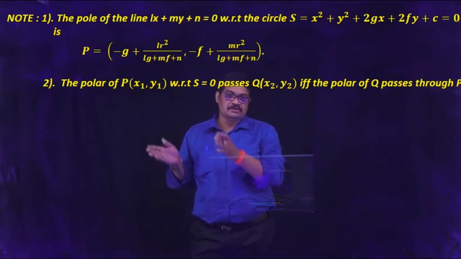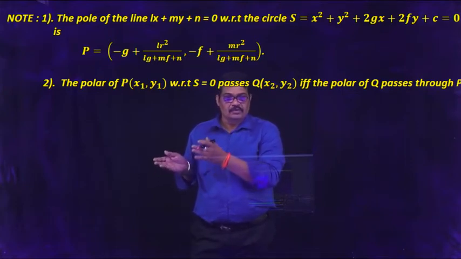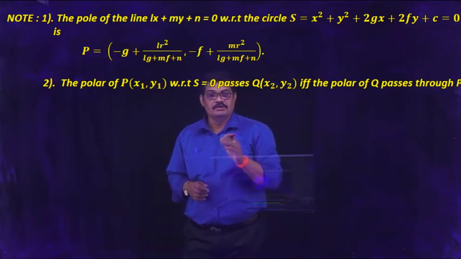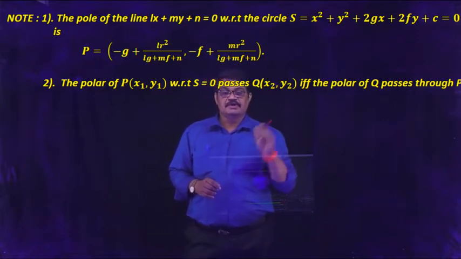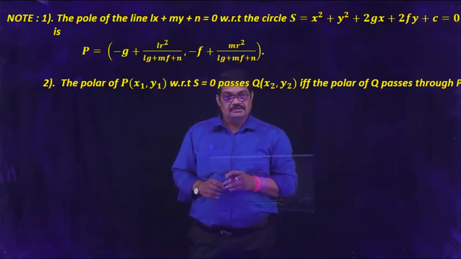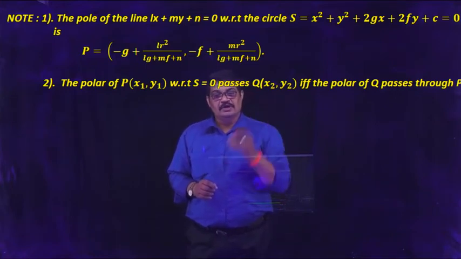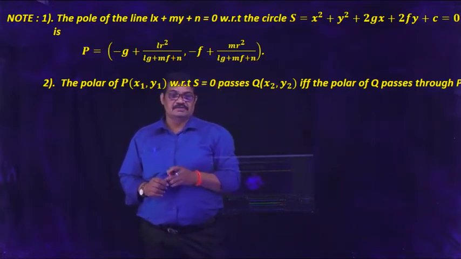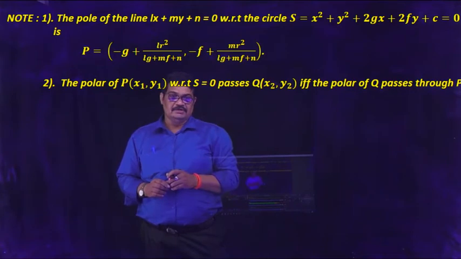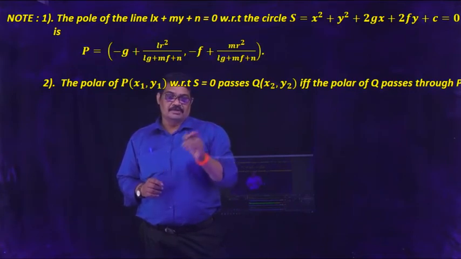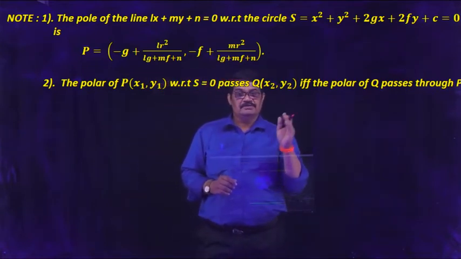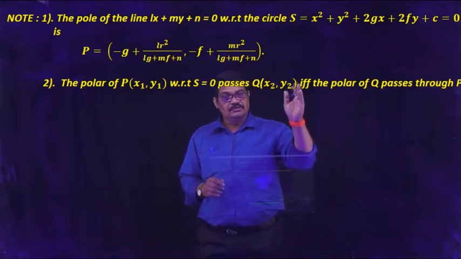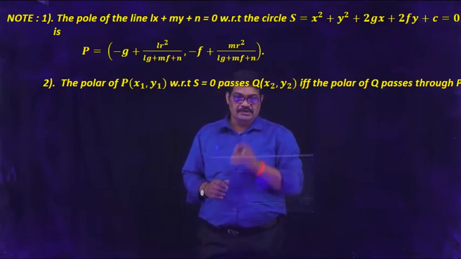So we are proving the previous theorem. Here the pole is given by the formula: (−(g + lr)² / (lg + mf − n)) − ((f + mr)² / (lg + mf + n)). This is the formula for finding the pole of the line with respect to the general circle, where r is the radius and (−g, −f) is the center of the given circle. Now we have to find these parameters and substitute them in this formula. We get the pole of the line lx + my + n = 0 with respect to the general equation of the circle. Okay, that is the first note.